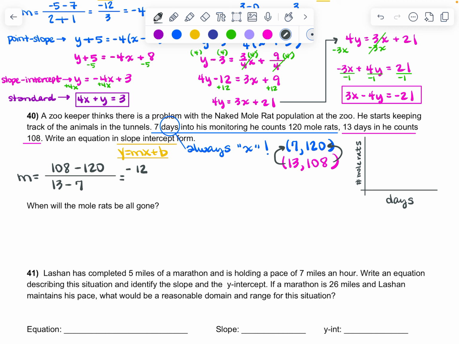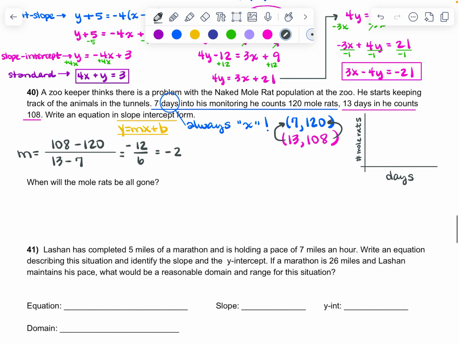Negative 12, all right, over 6. So our slope is -2. I did not write the negative, did I? There we go. All right, so which basically translates into, on average, the mole rat population is decreasing by 2 rats per day, right? That's what -2 means.